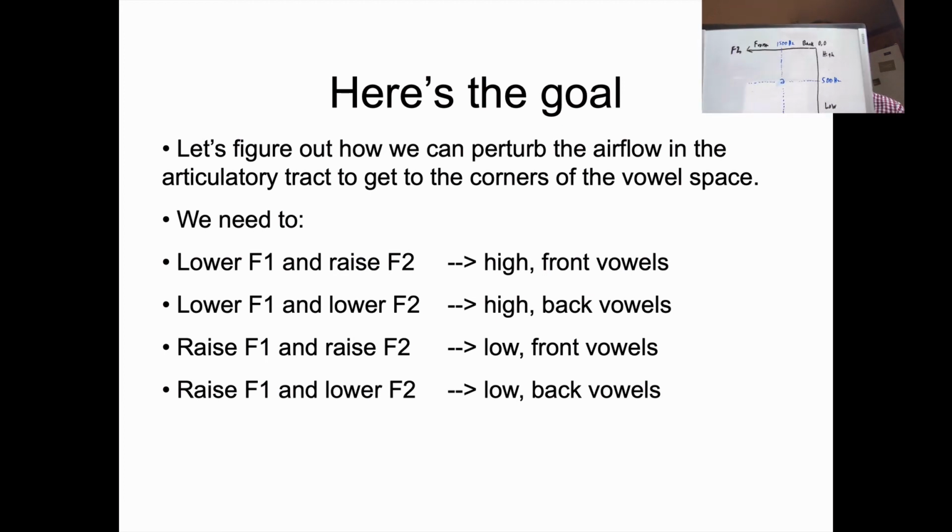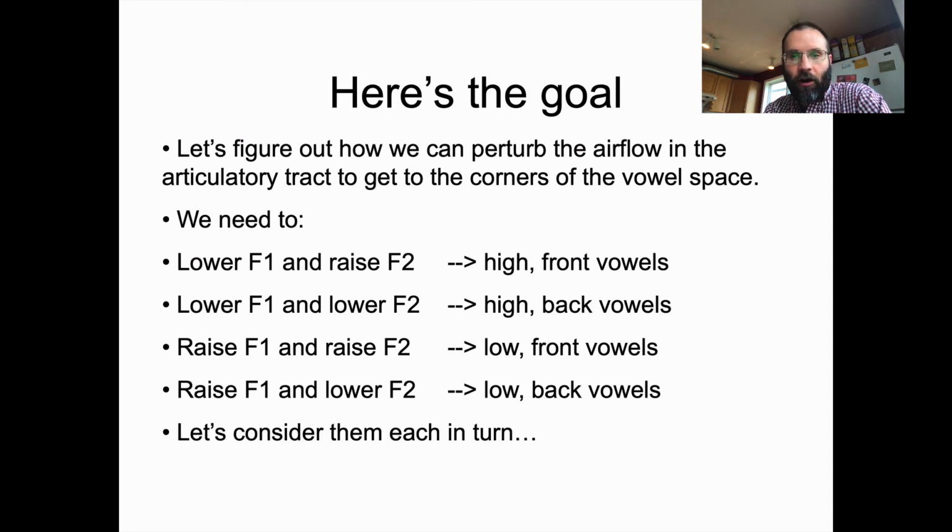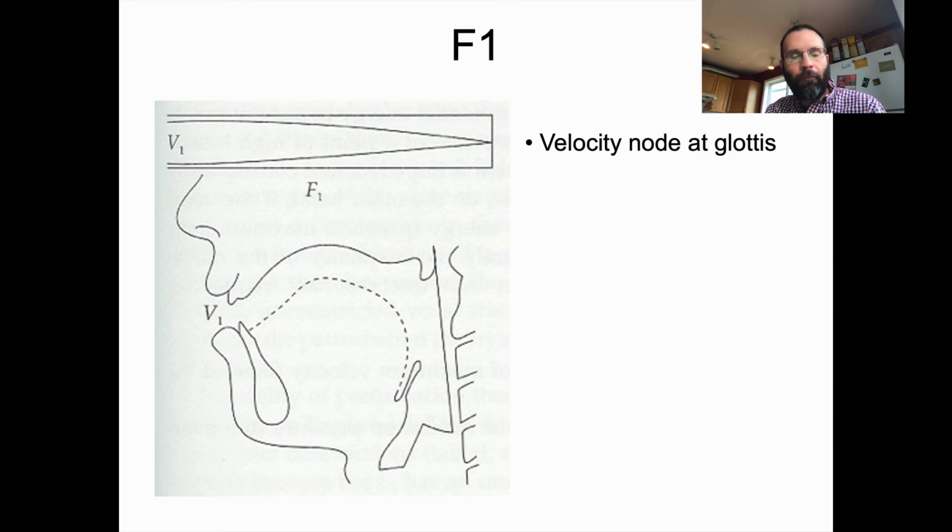The main thing, though, is that we have mechanisms in place, given what we've already learned about nodes and antinodes in the vocal tract, to enable us to produce all four of these types of articulations, to get all four of these acoustic effects. So I want us to consider each one of these in turn, and I'm going to walk you through the framework more explicitly here before looking at the specific examples.